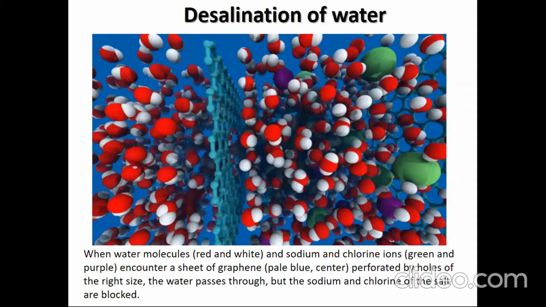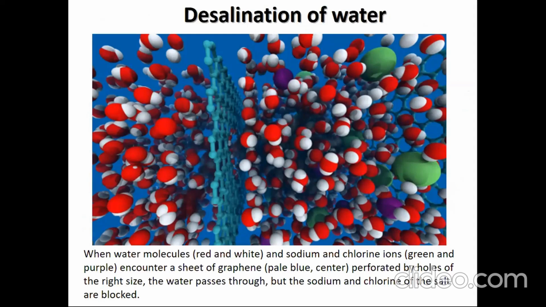So the water molecule, you can see the red and white color. That's the water molecule, and you can see the sodium and chlorine. So the desalination of seawater. Graphene can be used as a membrane to desalinate the seawater. So you can separate salt from this water, right? So that is also very interesting.